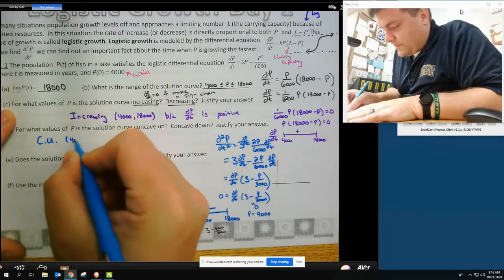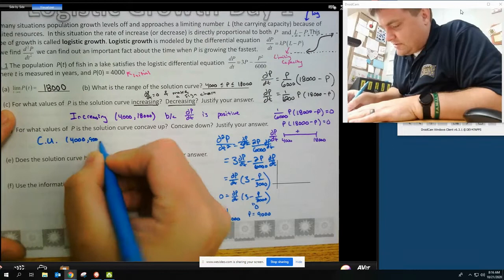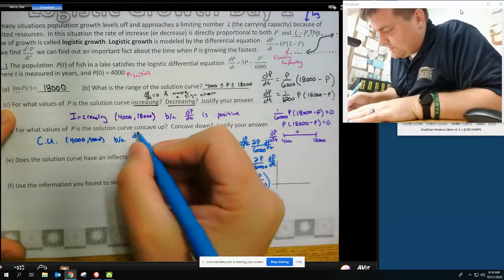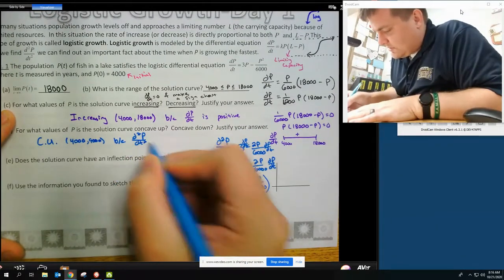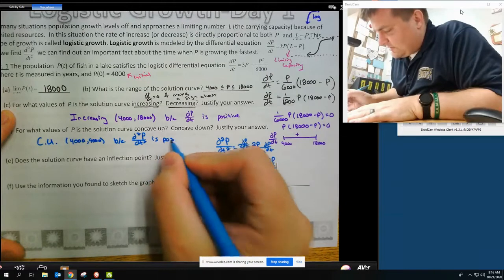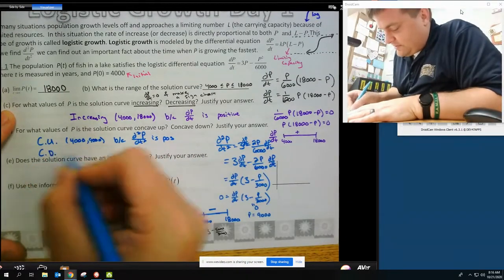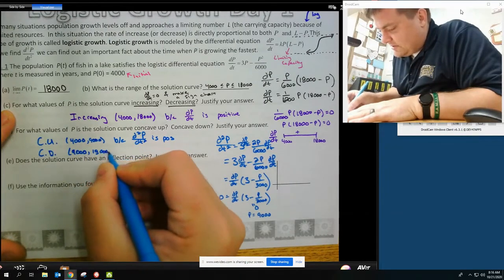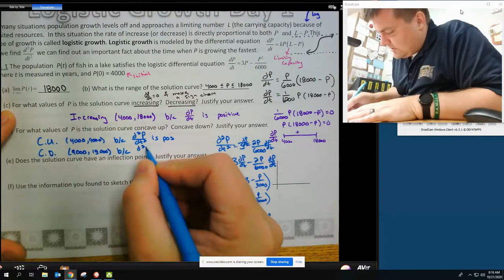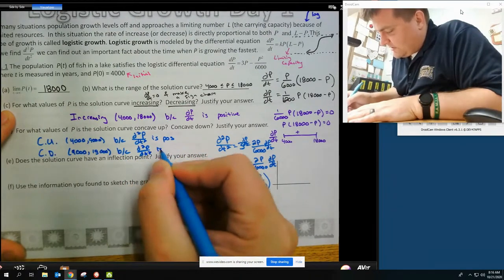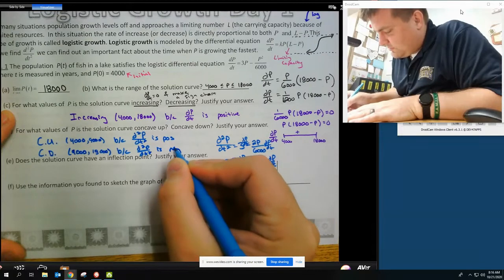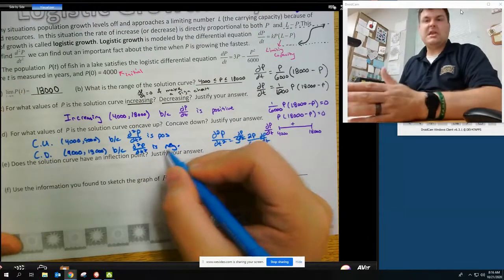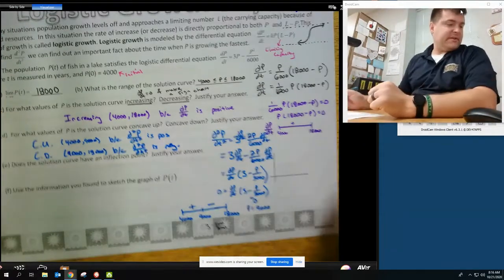from 4,000 to 9,000 because the second derivative is positive, and it's concave down from 9,000 to 18,000 because second derivative is negative. All right, that's like the worst. That says negative, just negative. There you go. I just justified my answers.